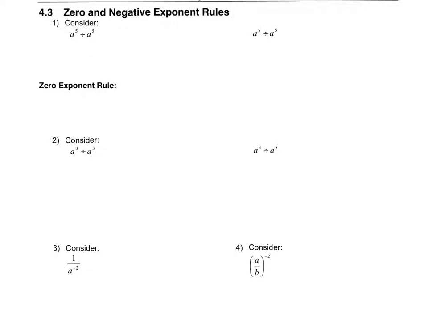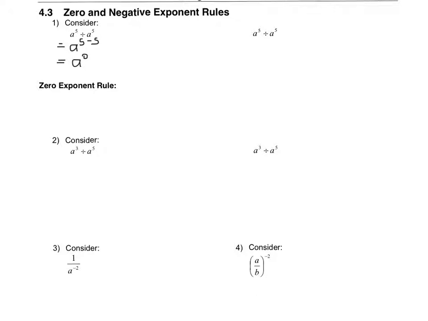We are looking at the negative and zero exponent rules today. So first of all, we're going to consider a to the exponent of 5 divided by a to the exponent of 5. If we follow our exponent rules for division from our last video, we know that we would keep our base the same, and the exponent rule says we would just subtract our exponents. So if we have 5 take away 5, we're going to get a to the exponent of 0.